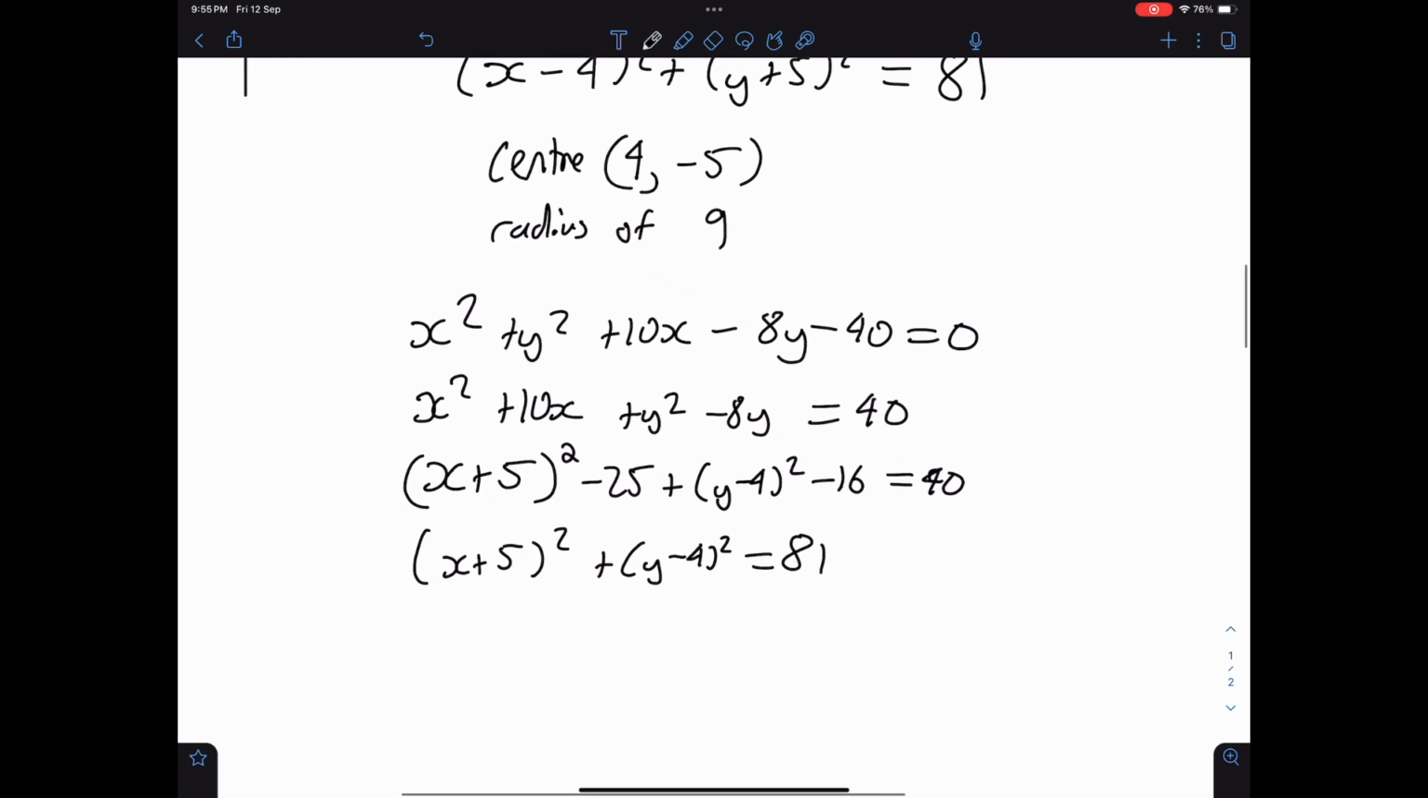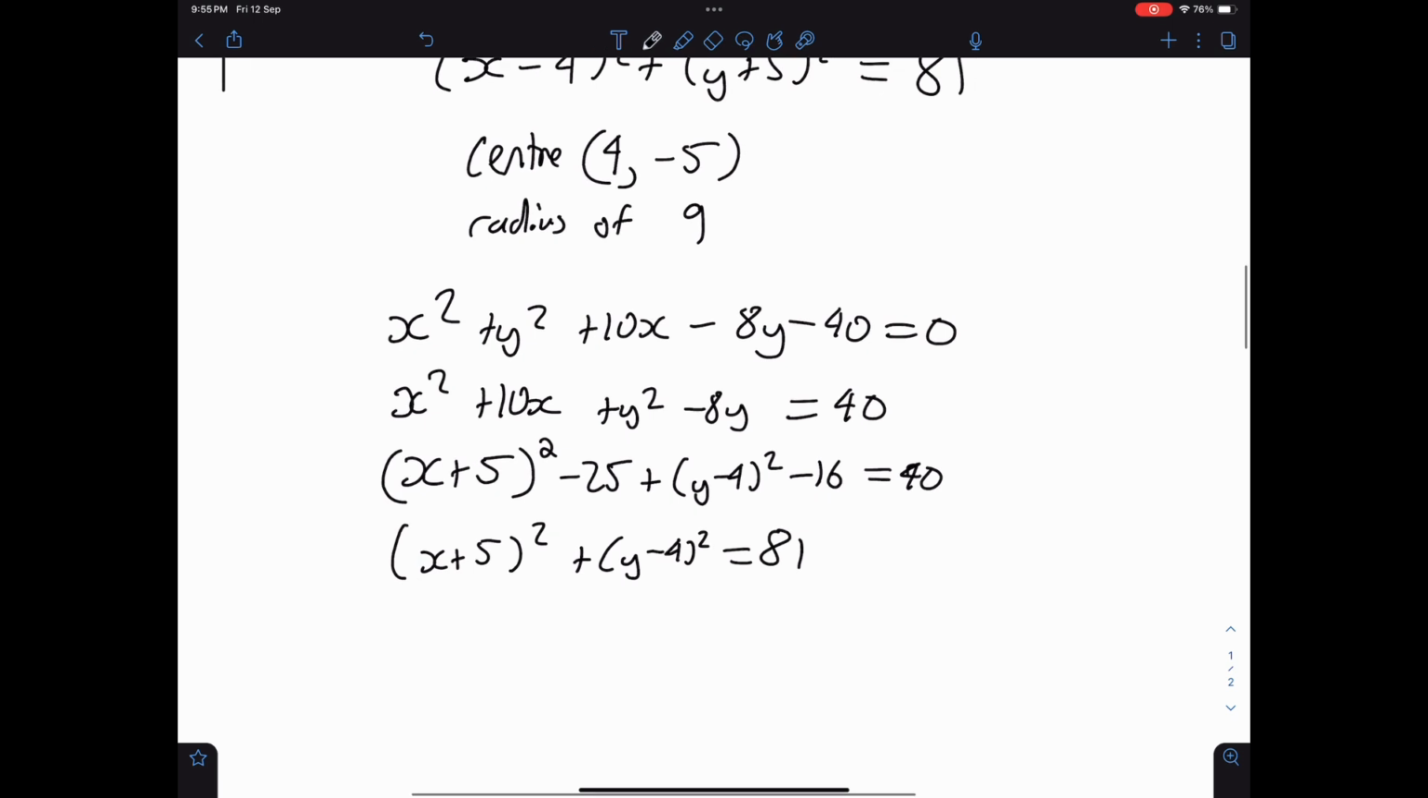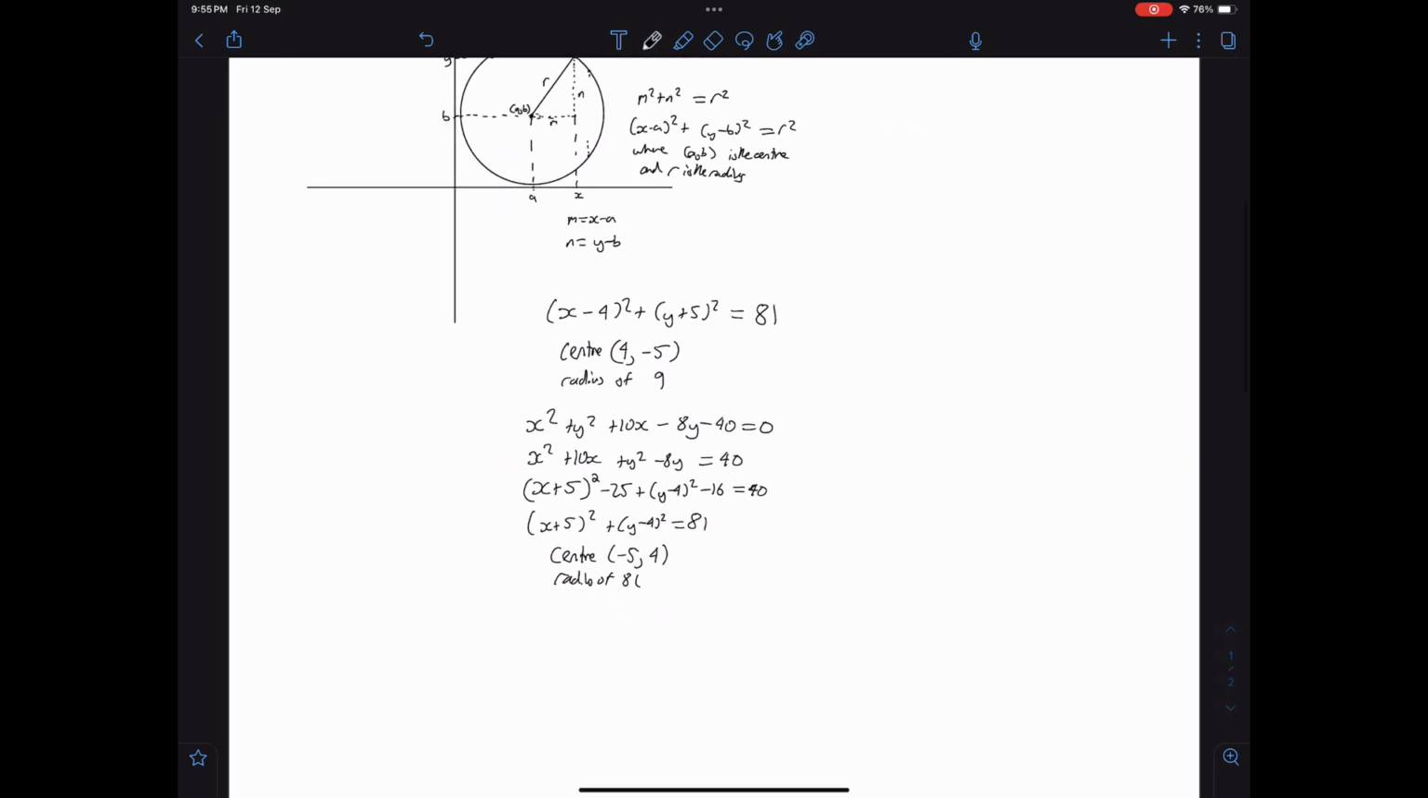And somehow this has been completely random. I've managed to get the same radius, but an opposite point in a way. So, because that centre will be at minus 5, 4, and that'll have a radius of 9. Interesting. That was completely spontaneous.